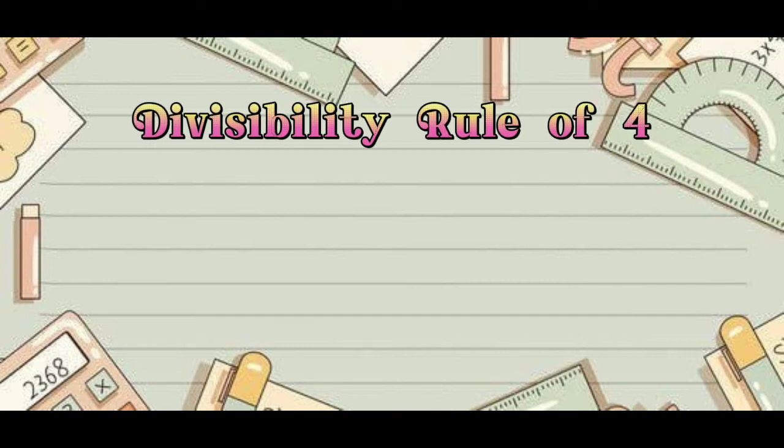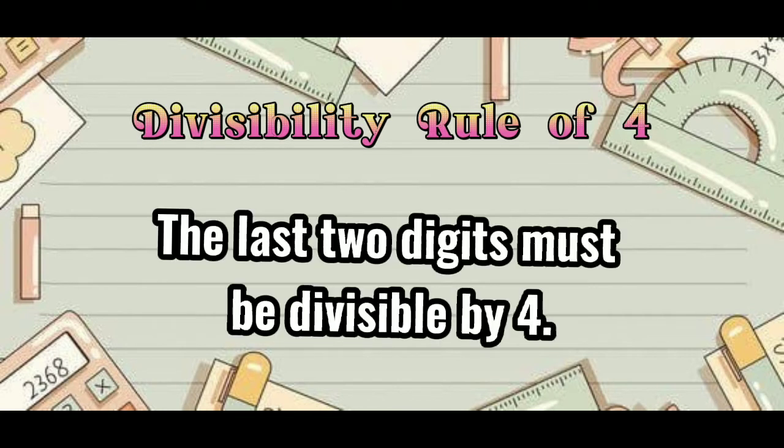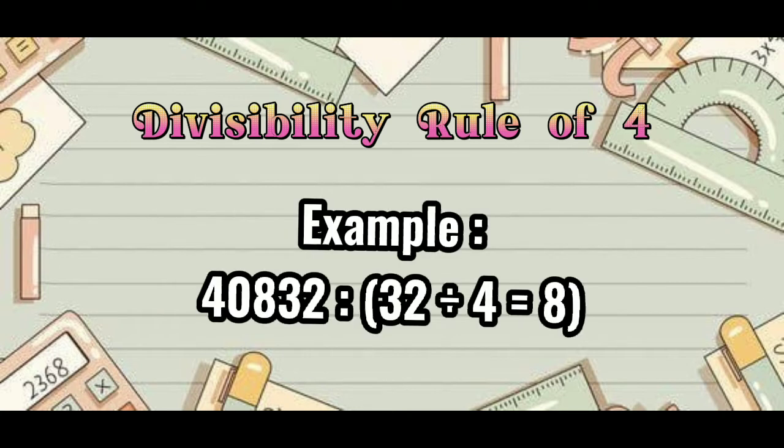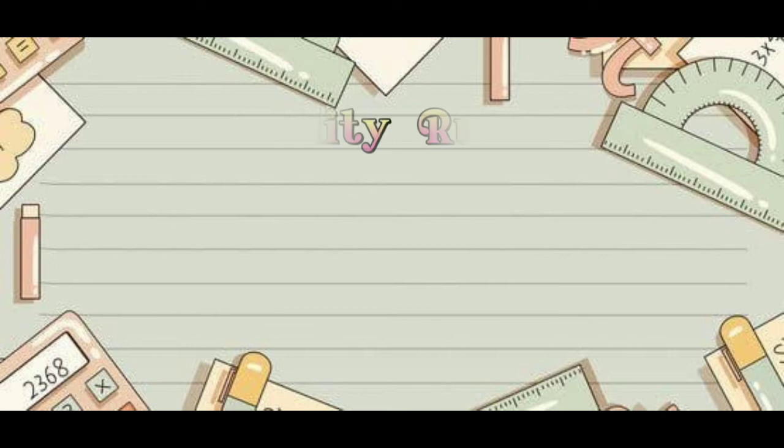Divisibility rule of 4. The last two digits must be divisible by 4. For example, 40,832. The last two digits are 3 and 2, and 32 divided by 4 is equal to 8. Therefore, it is divisible by 4.